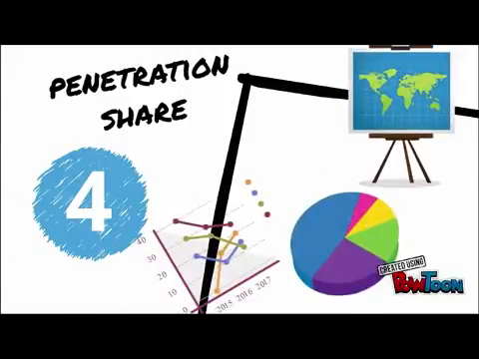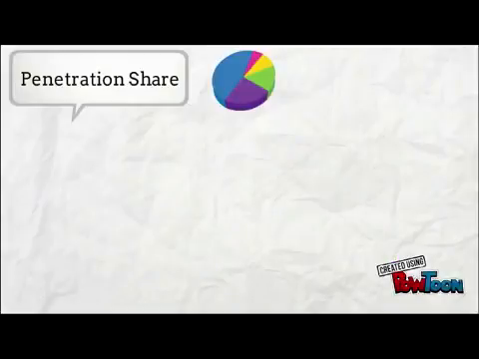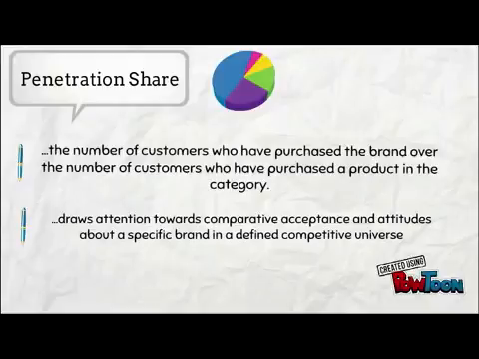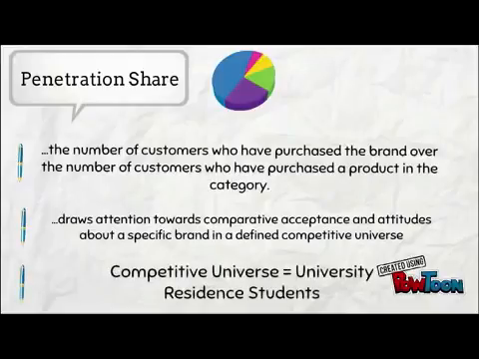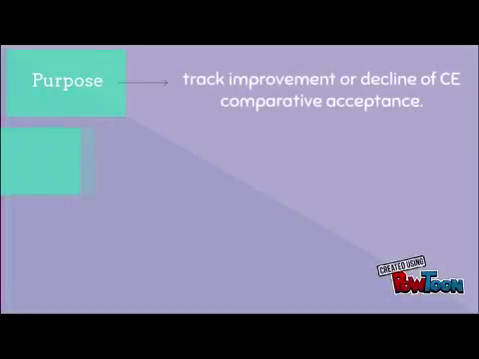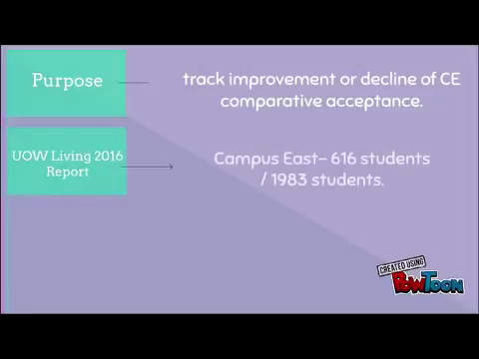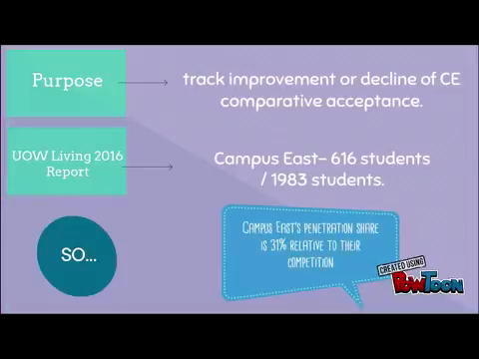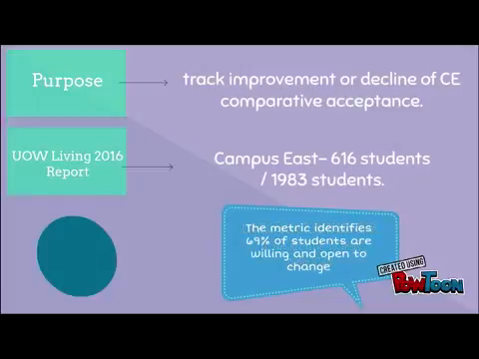Our fourth and final metric to use is penetration share, which is the number of customers who have purchased a brand over the number of customers who have purchased a product in the category. By looking at this metric, we get an indication of comparative acceptance and attitudes about a specific brand. We use this metric to track improvements or decline of customer experience comparative acceptance. A 2016 Living Report showed that Campus East housed 616 out of 1,983 students. So this means Campus East's penetration share is 31% relative to their competition.